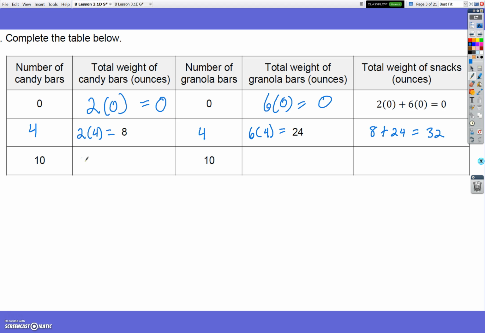Now, if you have 10 candy bars, remember each candy bar is 2 ounces. You have 10 of them, you'll have a total of 20 ounces of candy bars. Now, if you have 10 granola bars, each granola bar is 6 ounces. You have 10 of them, that'll be a total of 60. So if I take my total weight of candy bar plus my total weight of granola bar, you will have a total of 80 ounces of junk food. So hopefully that table makes sense.